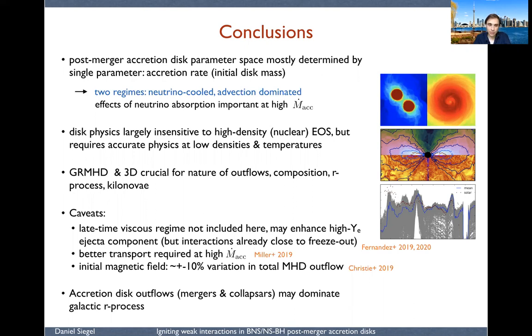And finally, I was pointing out with collapsars and everything that it could be, in principle at least, that these accretion disks could be responsible for most of the heavy galactic r-process. And I'll stop here, and I'll be happy to take any questions you might have.